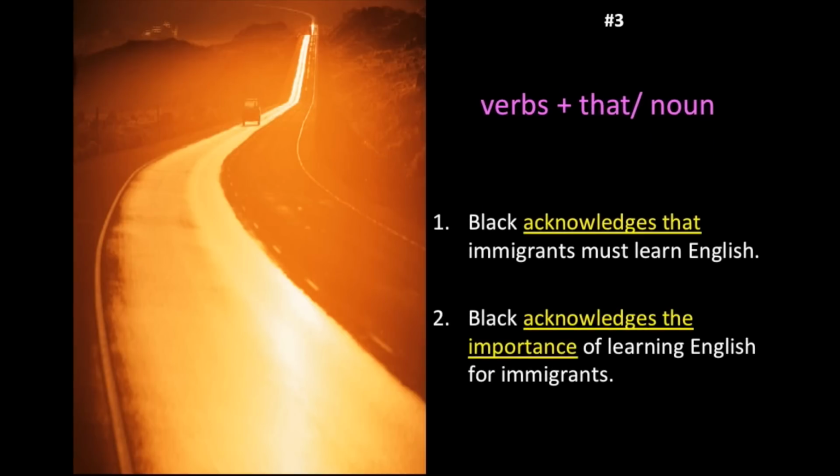The third scenario is a little bit tricky. There are reporting verbs followed by both a that clause and a noun or noun phrase. Let's take acknowledge as an example. Black acknowledges that immigrants must learn English. Black acknowledges the importance of learning English for immigrants. Other verbs that could be used this way include argue, point out, explain, realize, assert, admit, maintain, and emphasize.